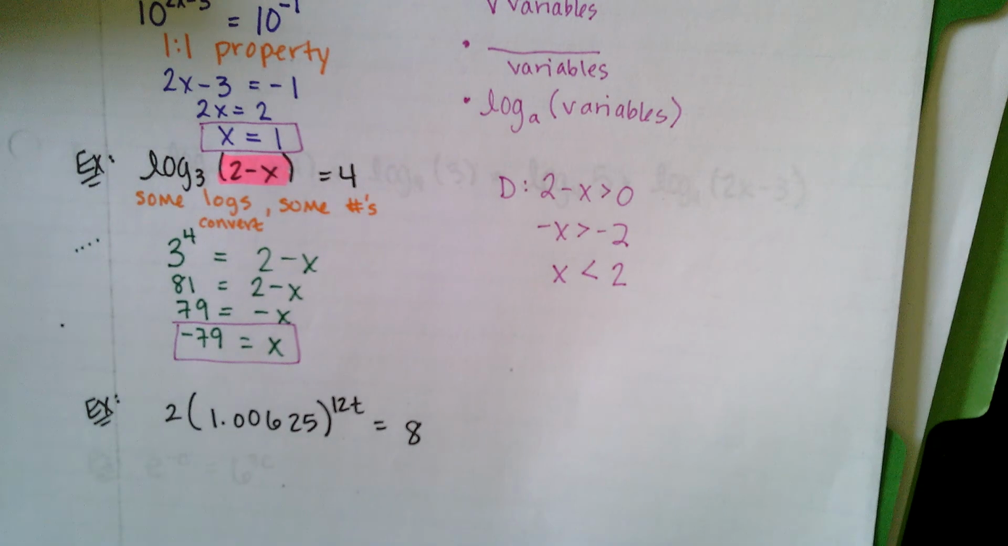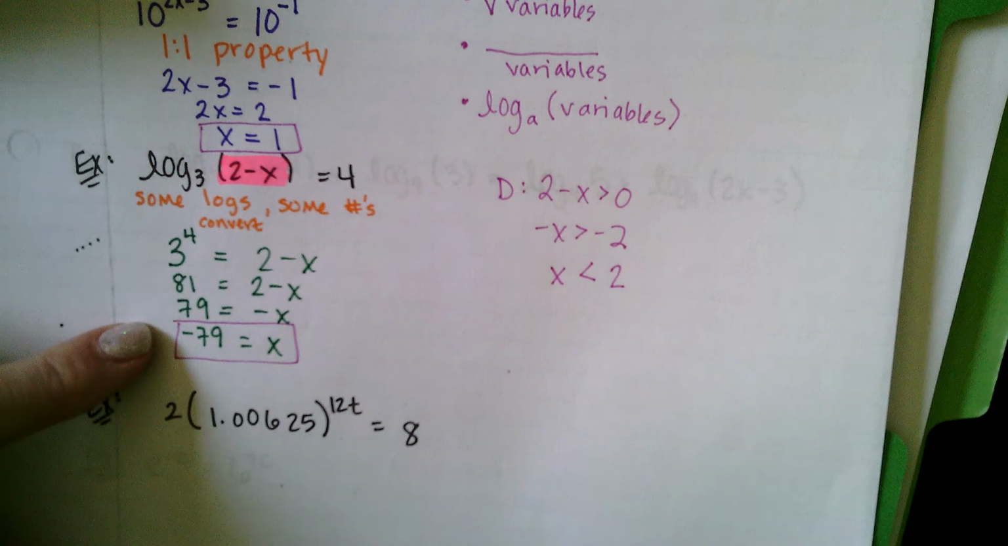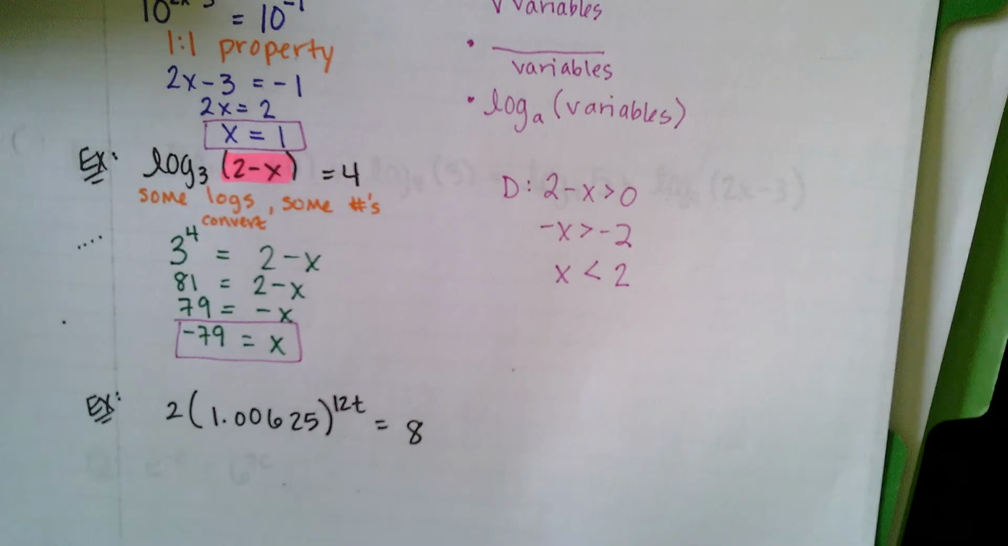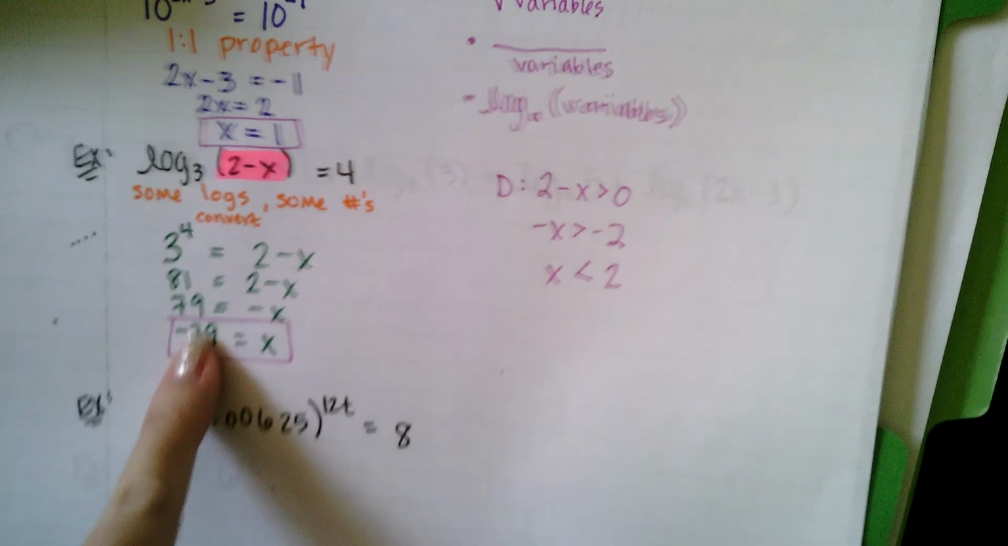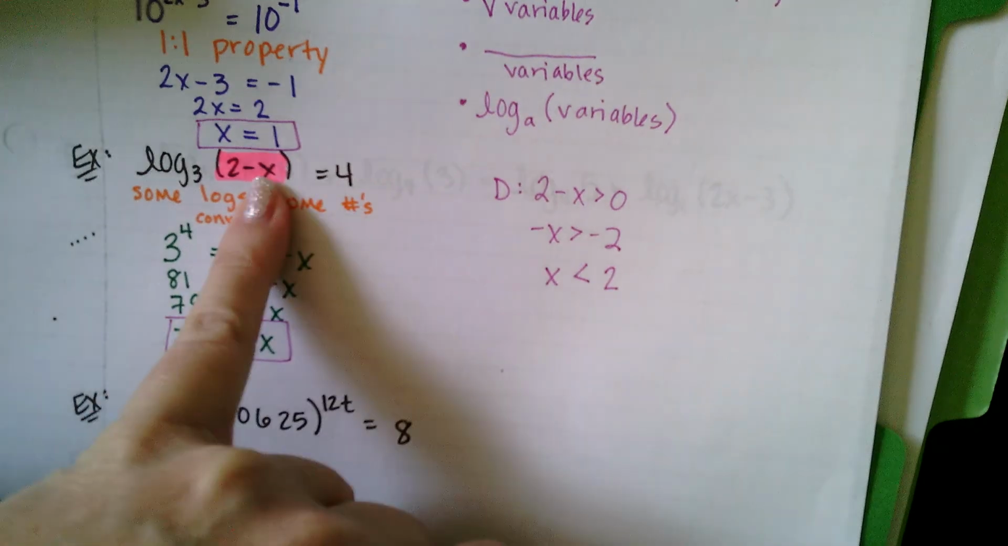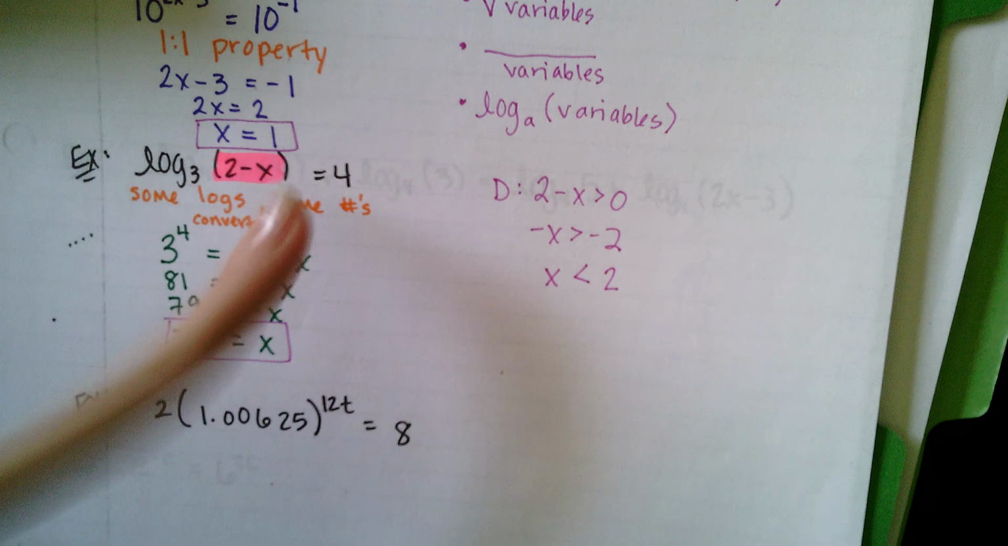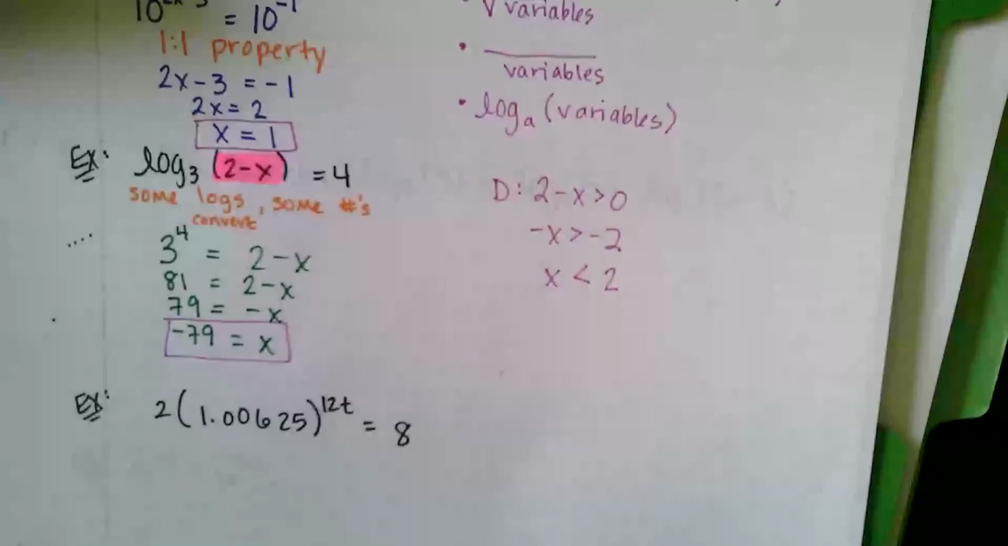Sometimes people get confused because they think they can't have a negative answer when they have a log in the problem, but that's not necessarily the case because we had a negative solution. You just have to make sure that the argument is not ever negative. If I put negative 79 in for x, I would have 2 minus negative 79, which makes 2 plus 79. So I'd be taking the log of 81. And that's perfectly fine.